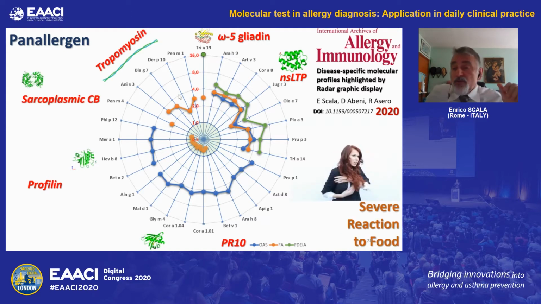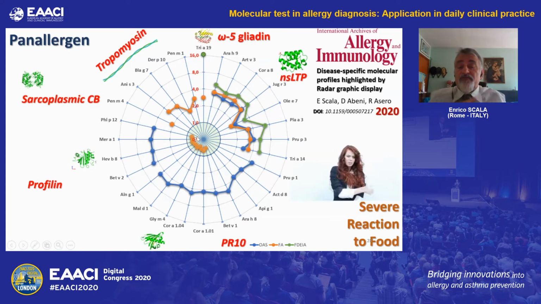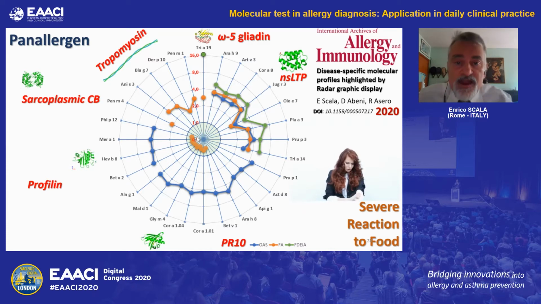On the other hand, when you have a severe reaction to food, once again, you can find the presence of lipid transfer protein, but in the absence of profilin and PR10, that is, as you can see here, falls within the central circle. Therefore, they are protective values in consideration of the possibility to develop a severe reaction to food.